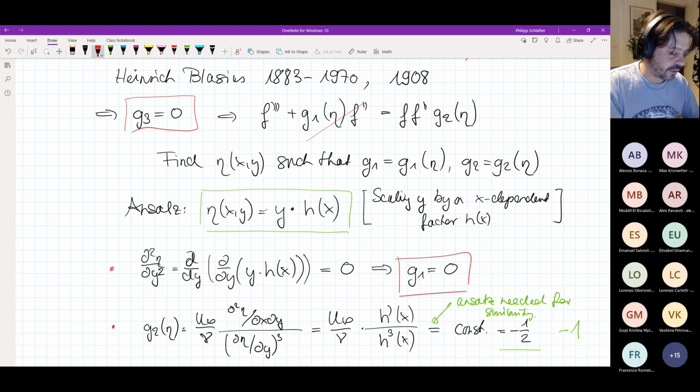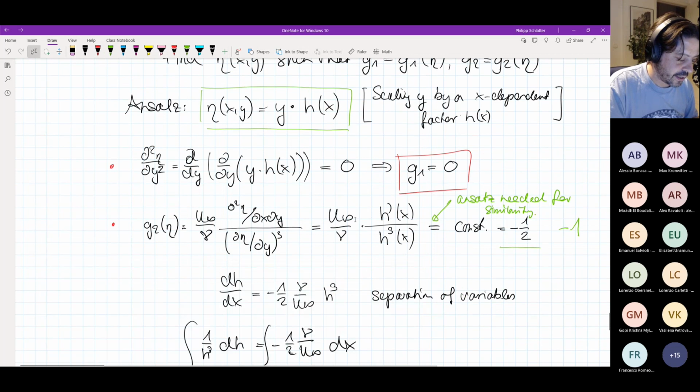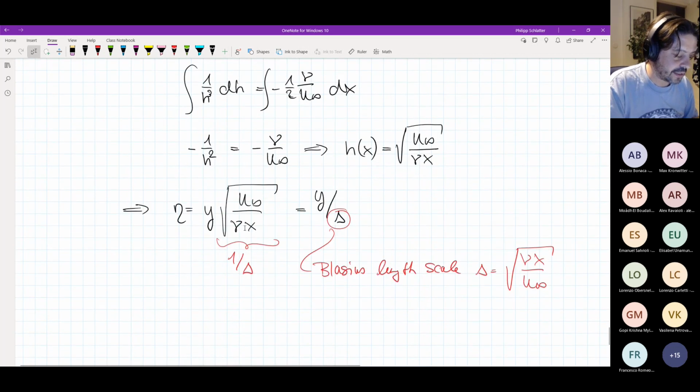Of course, this is correct. But now that we have done the whole derivation, you see nicely that the expected result comes out: this h factor becomes actually an inverse length scale. So the only thing I'm doing at the end of the day is rescaling my y with a length scale which somehow encodes the viscosity, the velocity, and the position along the plane.